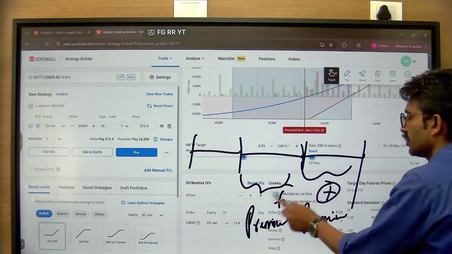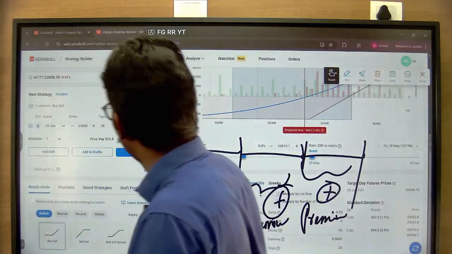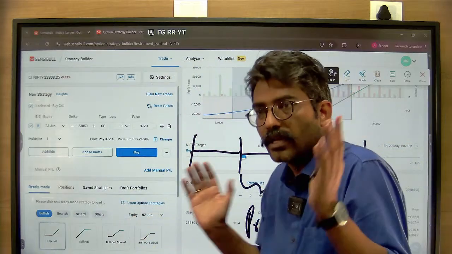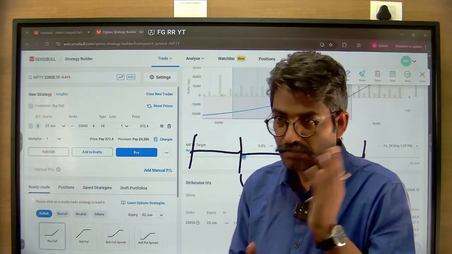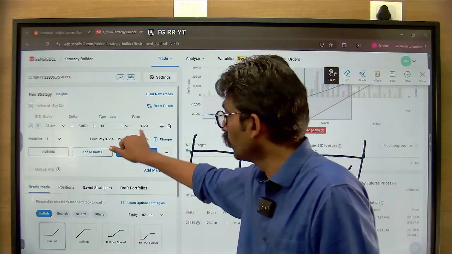Have you understood this? Yes or no? You have seen it actually. You have done the inspection yourself. When you add more time, there are no free lunches. Market will charge a premium for that. For giving more time, more money is being charged.